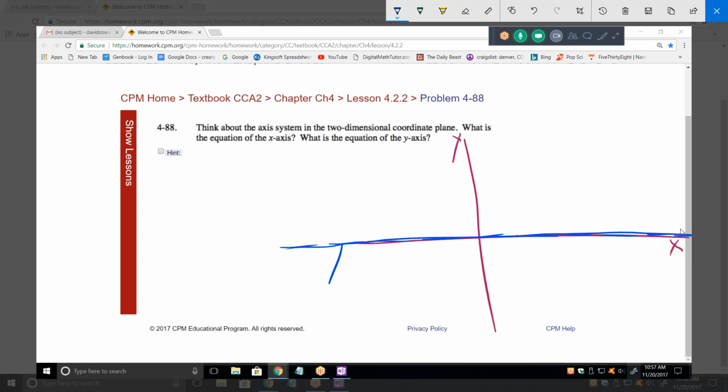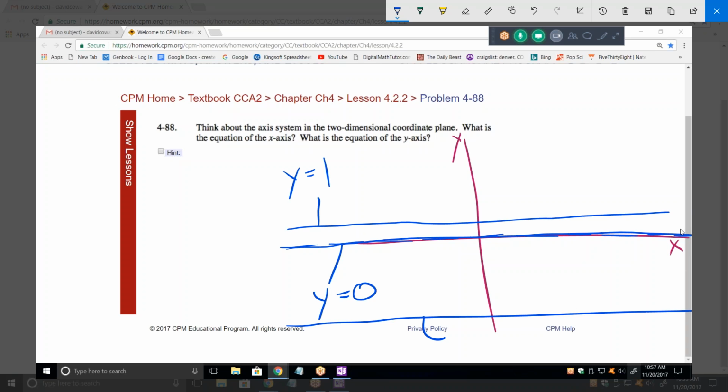X equals 0? No. X equals are vertical lines. Y equals are horizontal lines. Oh. So y equals 0? Y equals 0. Sure. If I had a line like this, you'd say that's y equal 1, right? Yeah. If I had a line like this, you'd say that's y equal -6. So just because it's going over the x-axis doesn't mean it's x. That's y equals 0. What's the equation of the y-axis?